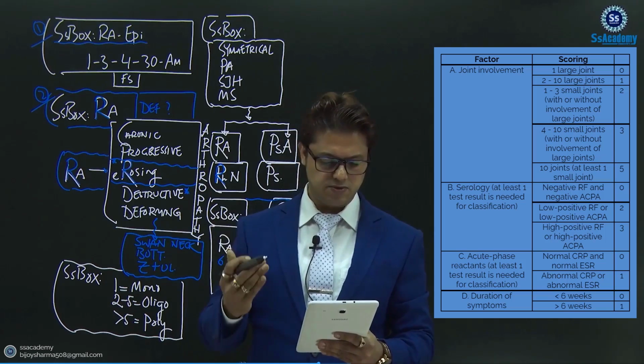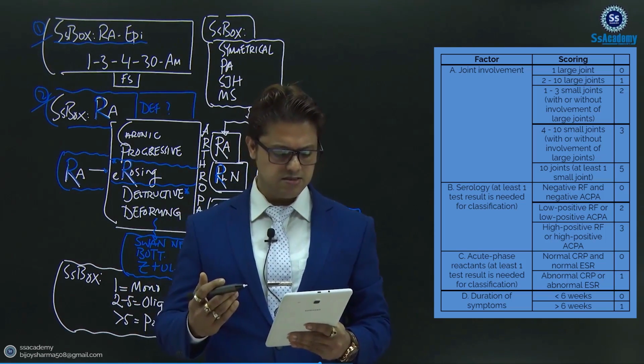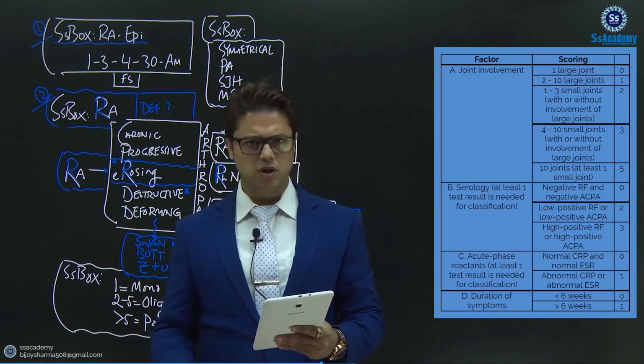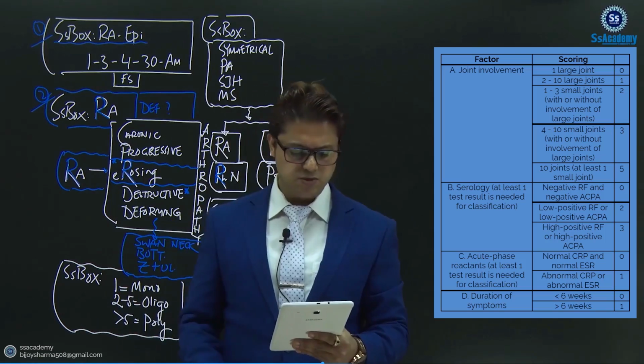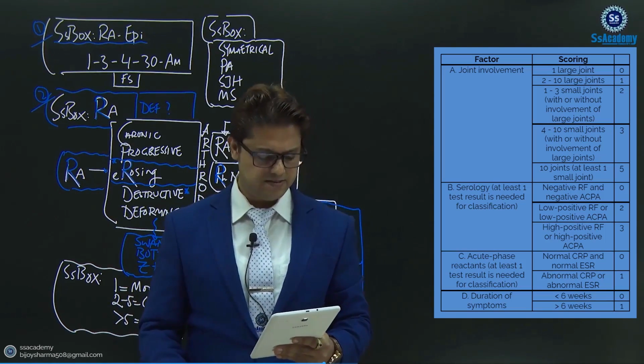So once again, under the heading of the scoring, you circle the 1 large joint, circle the 1; 2 to 10 large joints, circle the 2; 1 to 3 small joints, circle the 3; 4 to 10 small joints, circle the 4; and more than 10 joints, circle the 10 right here.